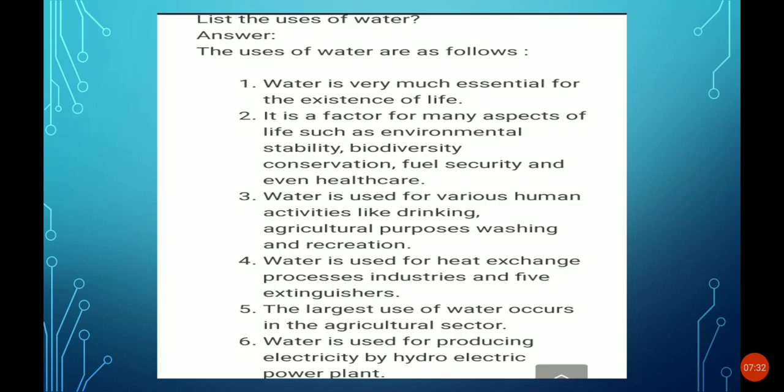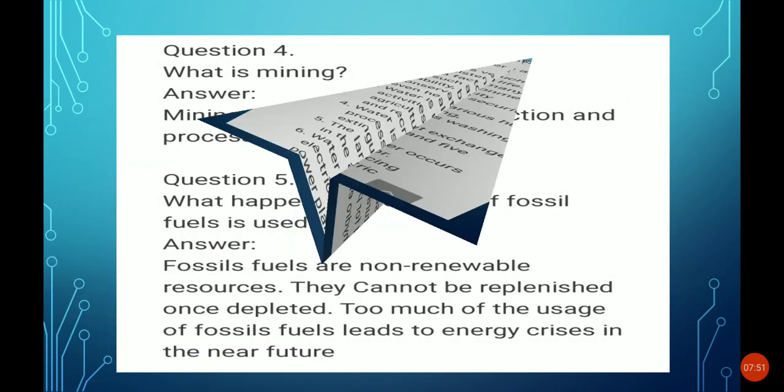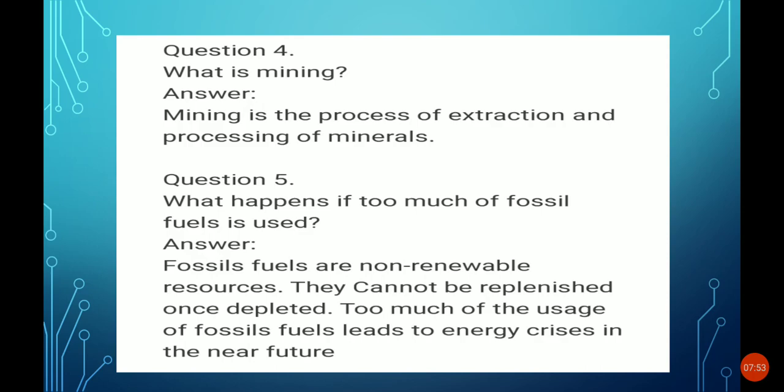The largest use of water occurs in the agriculture sector. In the agriculture sector, we need water. Water is used for producing electricity by hydroelectric power plants. So these are all the uses of water. And what is mining? Mining is the process of extraction and processing of minerals.